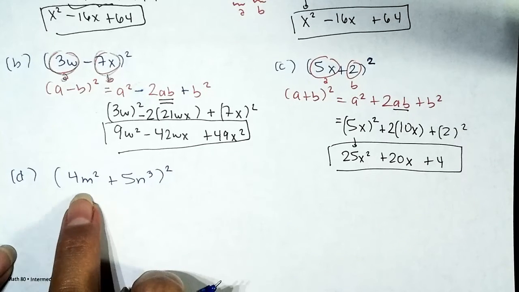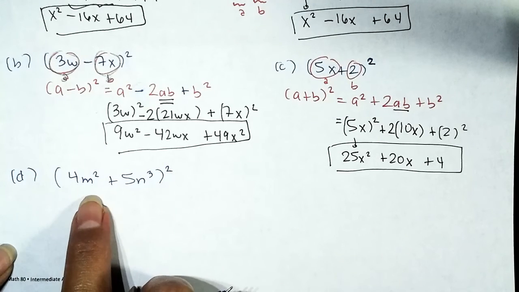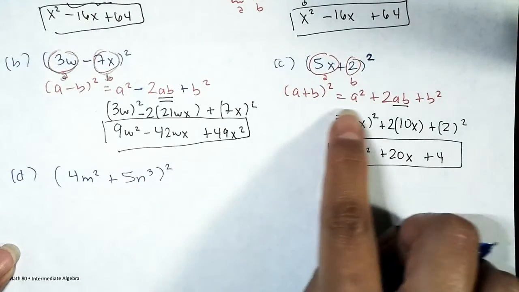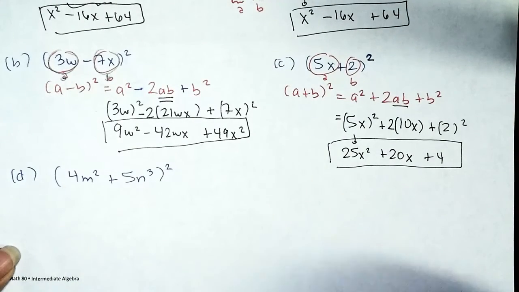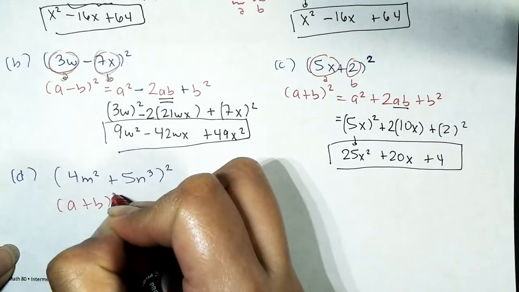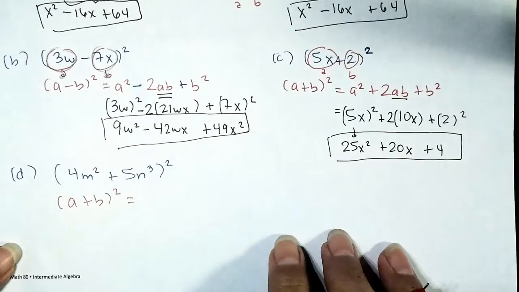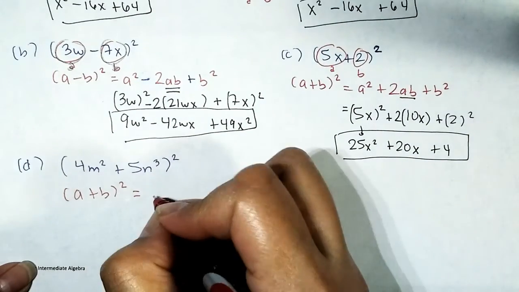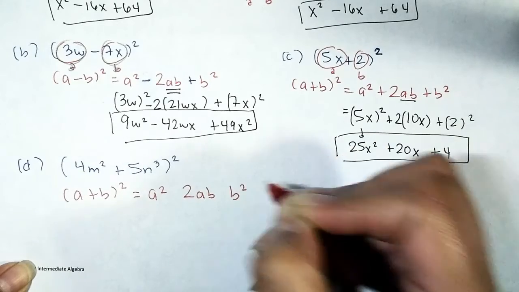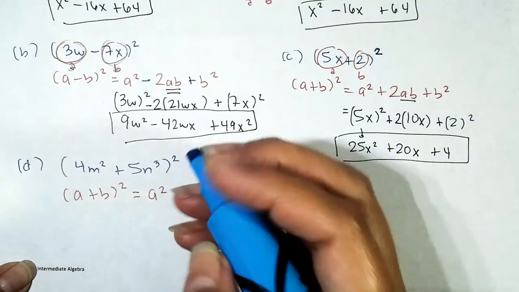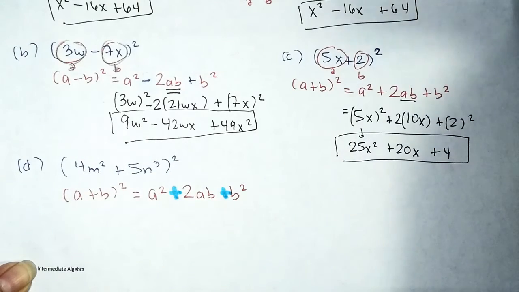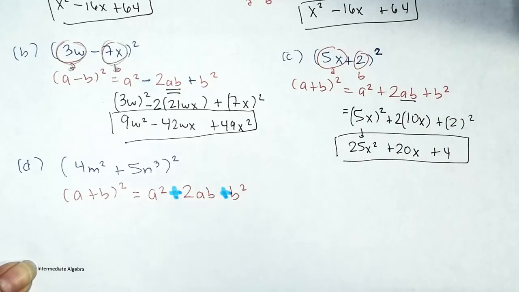So we have a binomial, a two-term expression, and we're squaring it. There's a plus sign, so this is our question, and that's our answer. Let me write down the formula. If we're squaring a binomial of the form a plus b, then the answer is a squared, 2ab, b squared. For the signs, same, always positive.